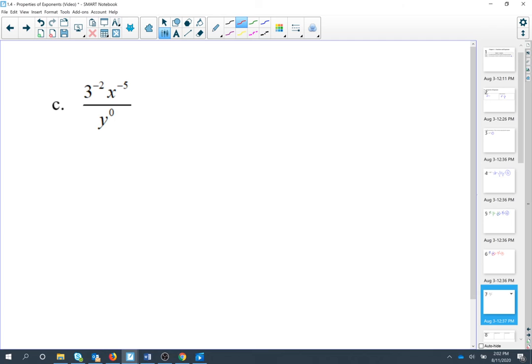Letter C, 3 to the negative 2 times x to the negative 5 over y to the 0. So the first thing I'm going to look at here is my y to the 0 power. Anything to the 0 power is going to simplify to 1. So my denominator is going to go to 1. Then I'm going to have 3 to the negative 2, x to the negative 5. Then I'm going to address the negative exponents. 3 to the negative 2, we're going to do the reciprocal and bring him down to the denominator. X to the negative 5, we're going to do the reciprocal and bring him down to the denominator.